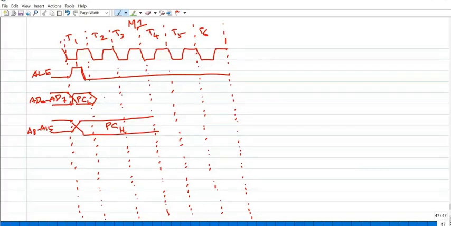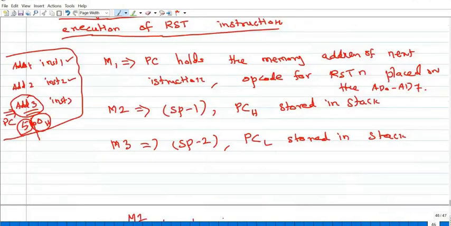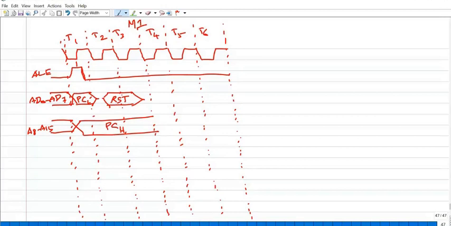Then during T2 to T3, AD0 to AD7 is used to hold the opcode of the RST instruction. I am generally writing here RST. What is the opcode for the corresponding RST? In the previous example, we studied that EF is the opcode for the RST 5 instruction. So AD0 to AD7 holds the hex code or opcode for the corresponding RST n instruction. That's it.